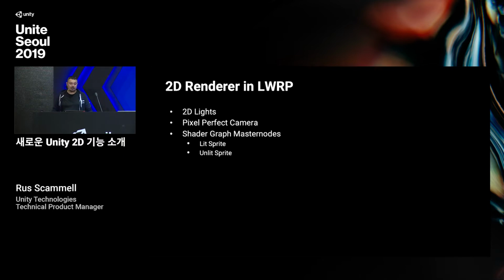Because we are a renderer, this also means that we get shader graph master nodes, which means that you can write your own shaders for 2D in shader graph. So you get two of these. You get one for lit sprites, or sprites that are affected by light, and one for unlit sprites.